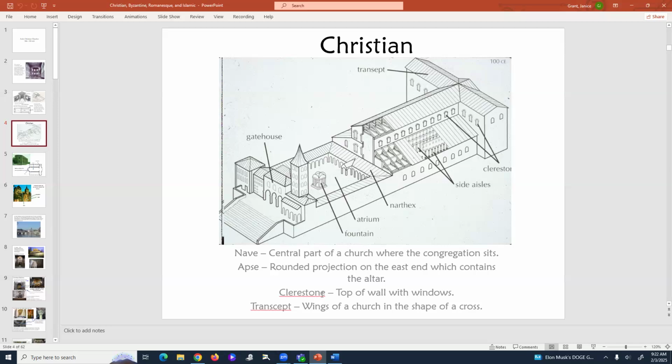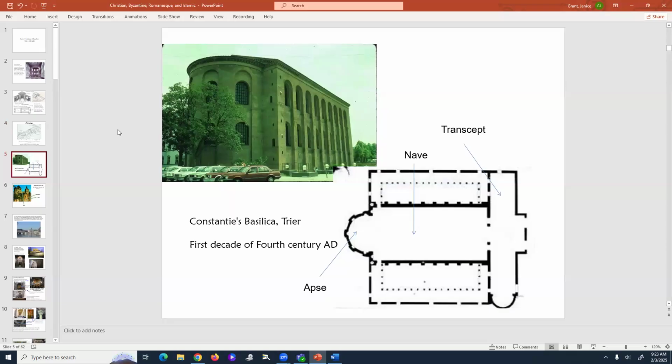The clerestory is at the top of the windows right here, the windows that are between the two roofs. And then the transept would be the wings of the church that shape that cross. We'll see the cross shape a little bit more as we move forward. Here's another example of it, with the same kind of elements: the nave, the transept, and the apse.